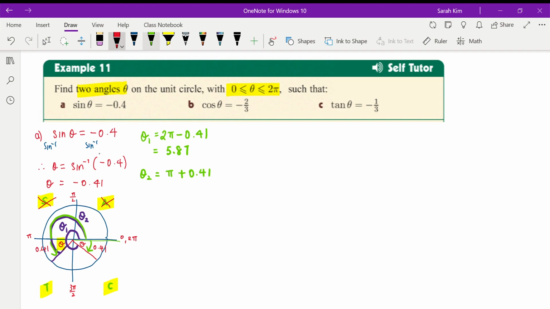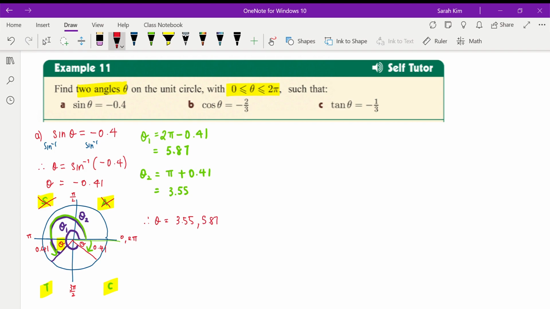So it's kind of like treating it like geometry and then figuring out, okay, how much more do I have to add, etc. So that answer gives me 3.55. So my final answer is, therefore, theta can be 3.55 if I just write it in ascending order, or 5.87.